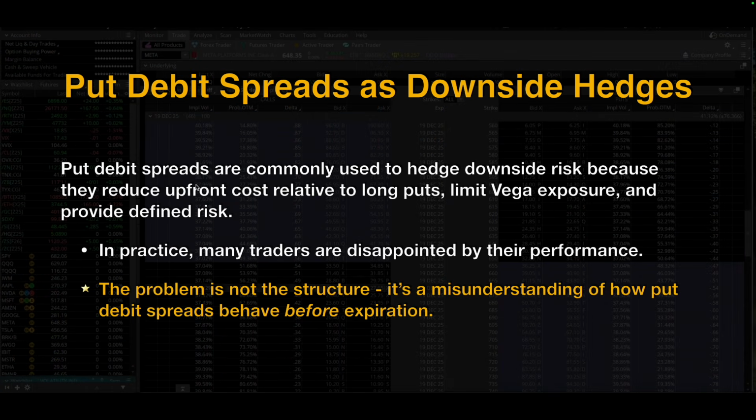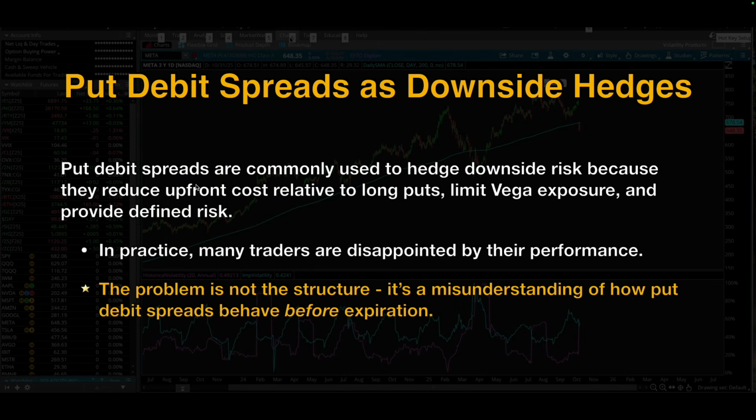Put debit spreads are commonly used to hedge downside risk because they reduce upfront cost relative to long puts, limit vega exposure, and provide defined risk. In practice, many traders are disappointed by their performance. The problem is not the structure, it's misunderstanding how put debit spreads behave before expiration.